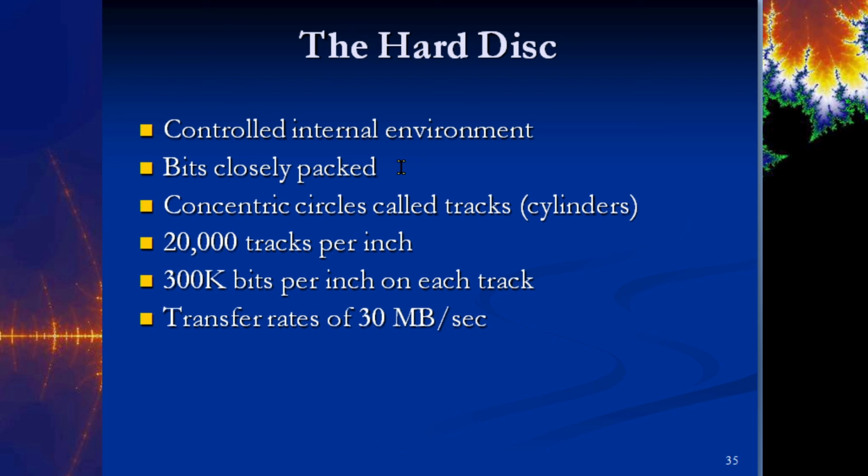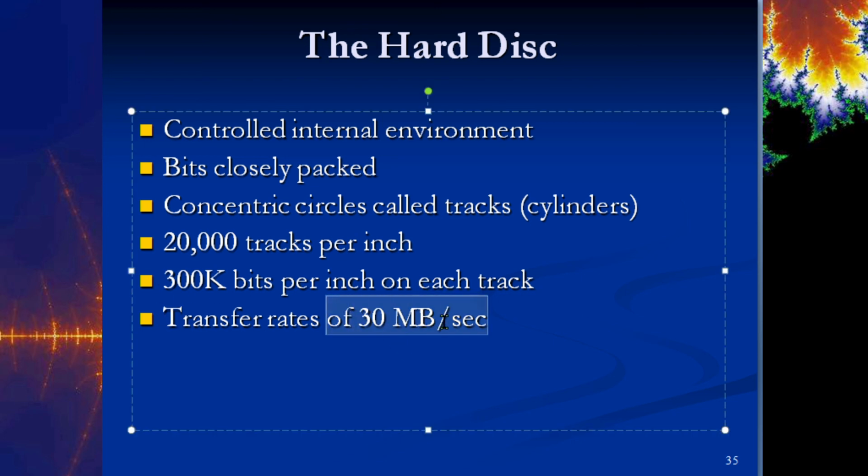And it's also two-sided. So you can see here the difference. It says these have concentric circles that are called tracks, and there are 20,000 tracks per inch. Okay, so that's a lot of storage capacity in a small space. And it says that you can have 300 kilobits per inch on each track, and you have transfer rates. Now you've changed the game considerably. Now you can go up to 30 megabytes per second. So again, that is megabytes per second.